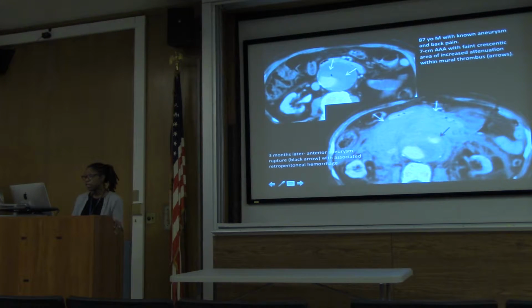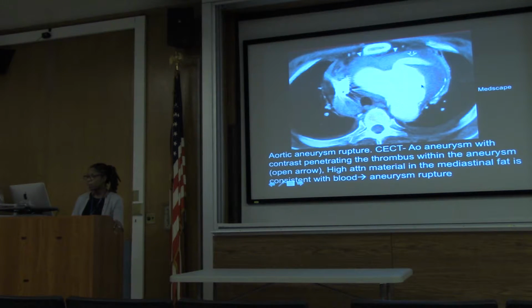In this patient, the patient came in initially, and there's his large aneurysmal sac, and we see again very faint but definitely present hyperattenuation region within the thrombus. 3 months later, the patient came in, and now we see that there's frank rupture. There is extensive retroperitoneal hematoma, blood extending into the perirenal spaces, and you can see active extravasation of blood into this thrombus from the ruptured aneurysm. Another example in the thoracic aorta, you can see that there's blood just pouring out of the aorta into this mediastinal hematoma.